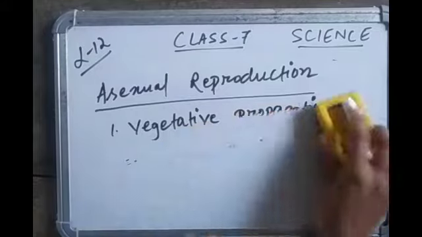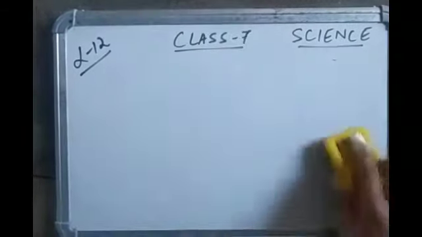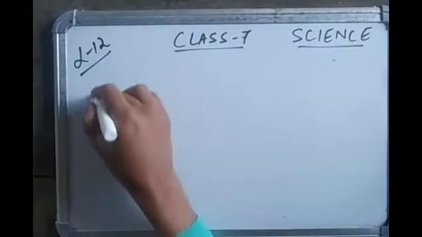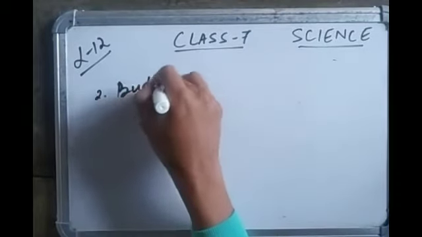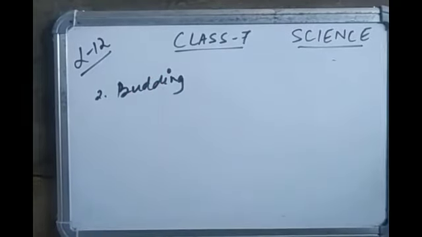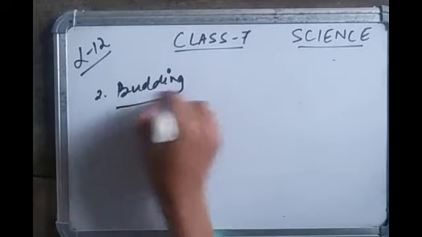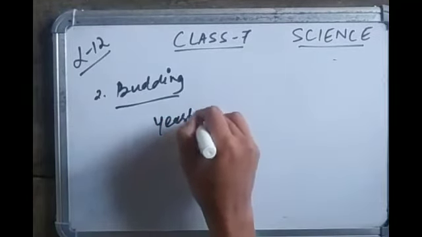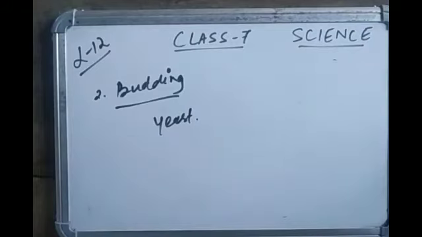Next is budding. This is on page number 135. Budding is the reproduction in yeast. So yeast is taken as an example. Yeast reproduces by budding. We see the small bulb-like projection coming out of the yeast.